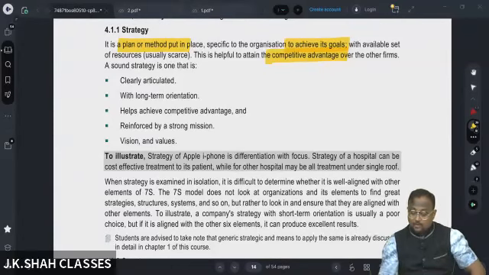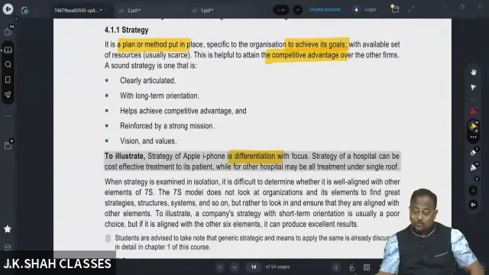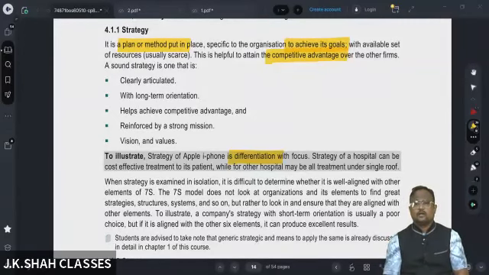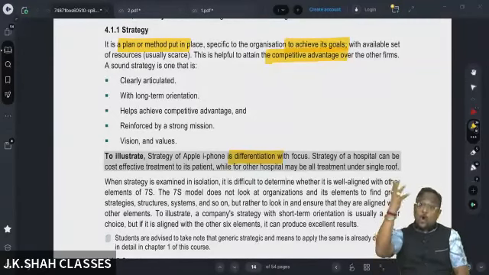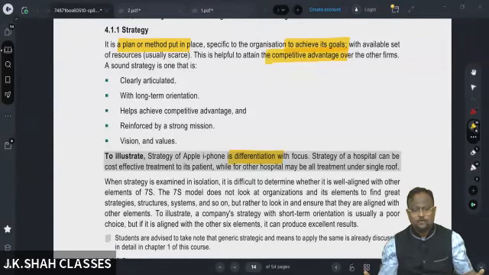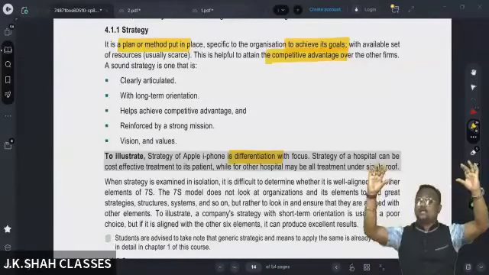Like they are talking about Apple iPhone. The major factor is differentiation. Strategy of a hospital can be cost effective, while the other hospital can be a treatment under one roof, single roof. Coaching class, individual subject will have one market. All subjects under one roof will have another market. Pure veg restaurant is another market strategy, because there is a community, there are people who don't prefer to go to a restaurant where veg, non-veg both are served. Even if they say that there are different kitchens, people don't prefer that. So simply emphasize on that, pure veg restaurant.